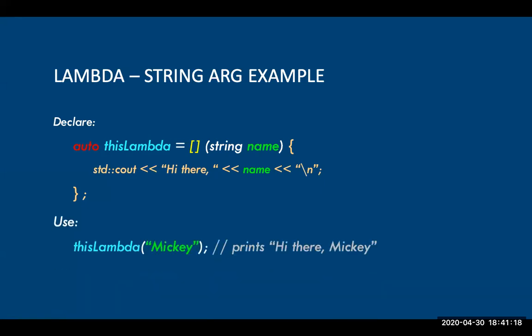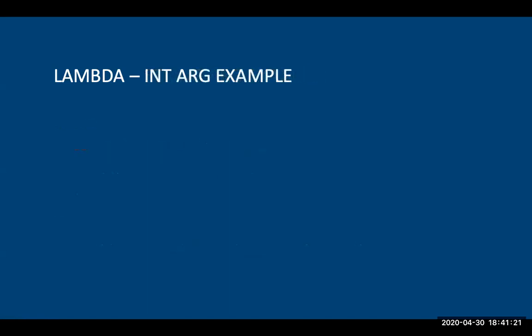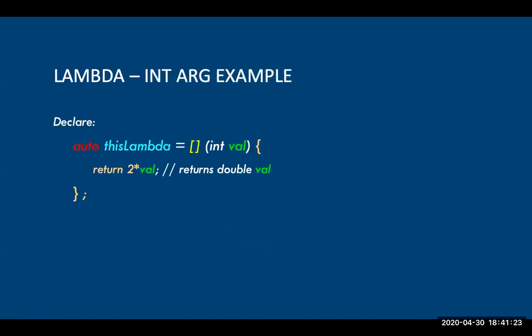This lambda, pretty straightforward, okay? Integer, right? So here we're going to pass in a value and we're just going to, let's say, double it. I'm going to return 2 times whatever got passed in, okay? It's not a double type, it's just returning twice the value, right?